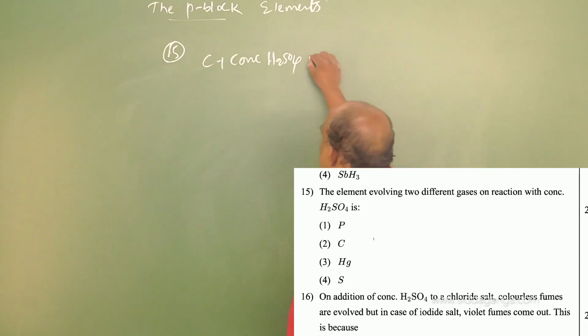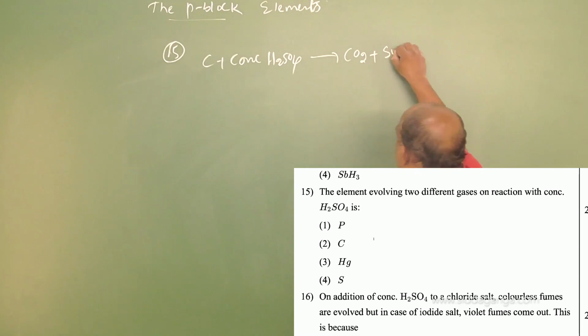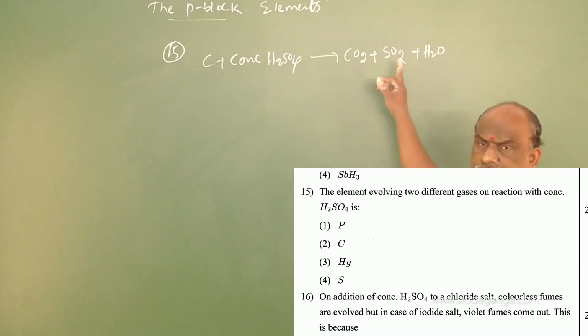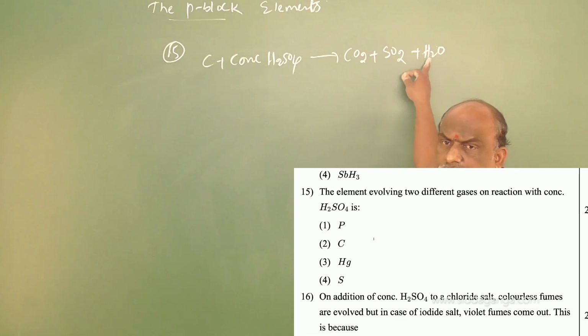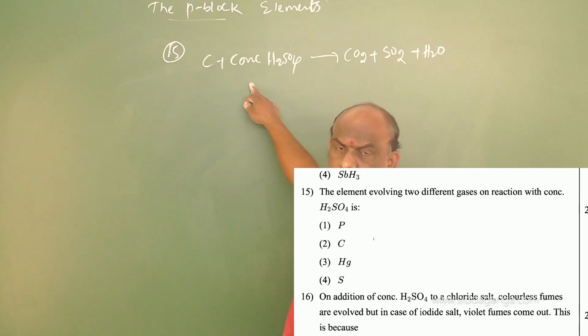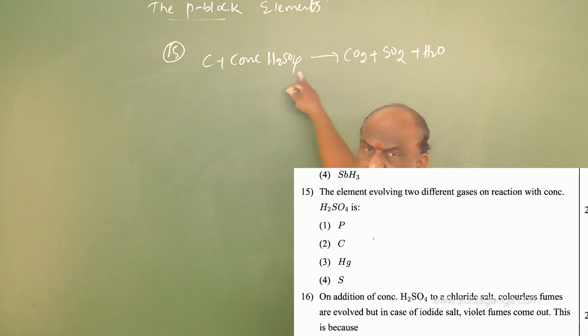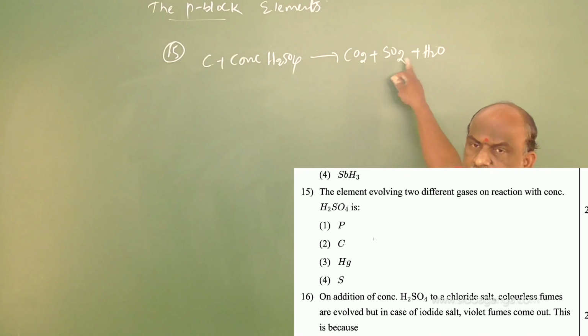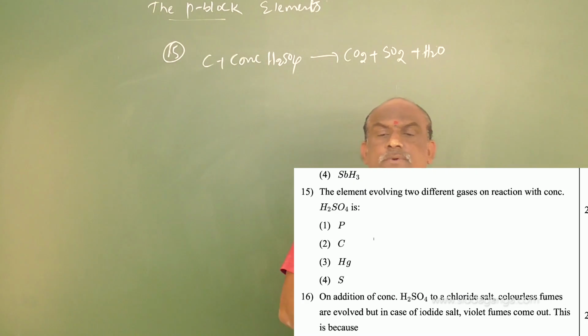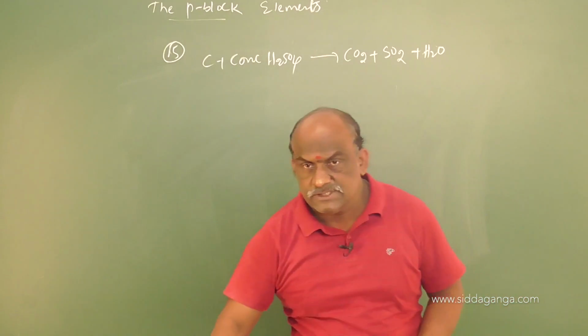Chemical properties of concentrated H2SO4. For example, we will get CO2, SO2, H2O. This will be the reaction. Carbon reacts with concentrated H2SO4, liberating carbon dioxide gas, sulfur dioxide gas, and water. If phosphorus is there, we will get phosphoric acid. If sulfur is there, we will get sulfur dioxide. So remember, the one and only element carbon, which reacts with concentrated sulfuric acid, gives rise to carbon dioxide, sulfur dioxide, and water. So for question number 15, option number 2 is the right answer.